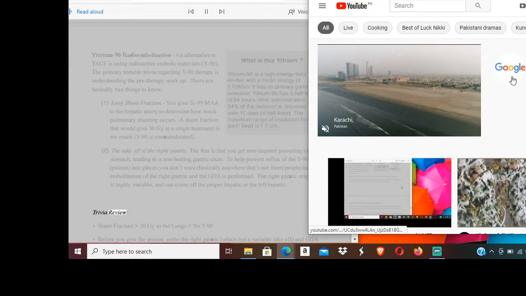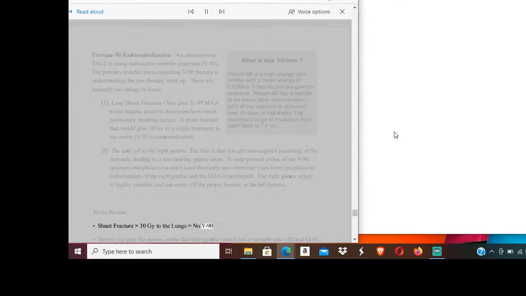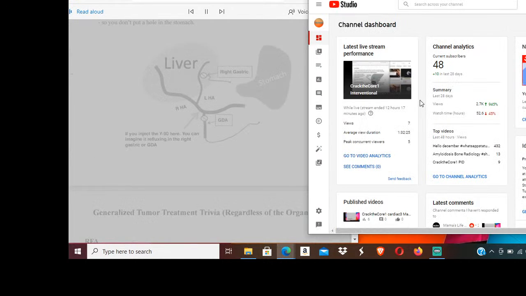Trivia review. Shunt fraction of 30 Gy to the lungs equals no Y90. Before you give the poison, embolize the right gastric, which has a variable takeoff, and the GDA, so you don't put a hole in the stomach. If you inject the Y90 here, you can imagine it refluxing into the right gastric or GDA.